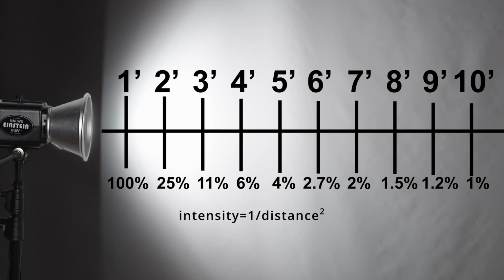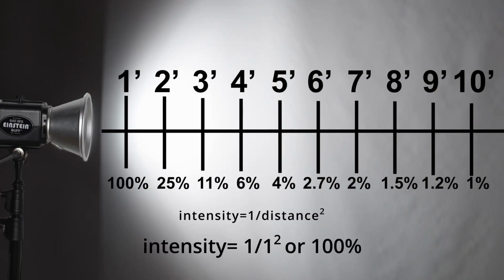Here's our light source, and I've marked out 10 feet. So let's do a little math. If we start at the 1 foot mark, 1 squared is 1, right? And 1 over 1 equals 100%. This means that 1 foot away from the light source, we still have 100% of the light's intensity.